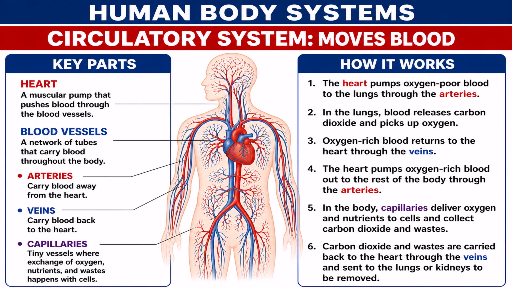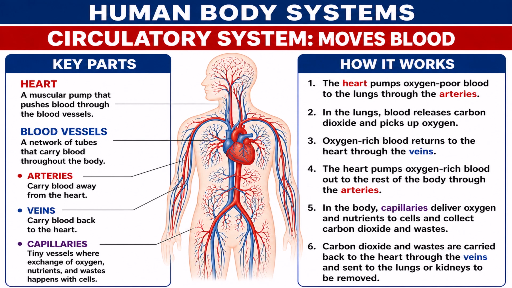Let's dive a little deeper. Let's speak about the circulatory system and its key parts and how it works. So first, let's speak of the key parts. The heart, a muscular pump that pushes blood through the blood vessels. Blood vessels, a network of tubes that carry blood throughout the body.